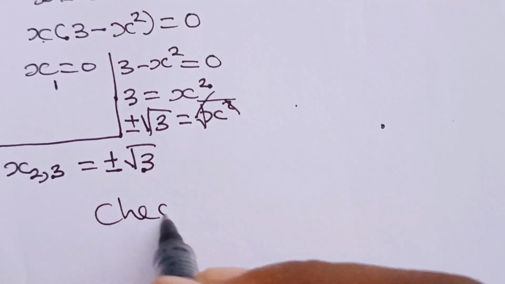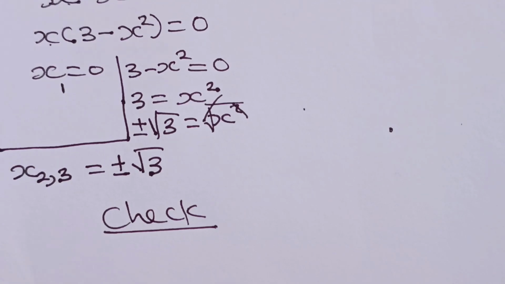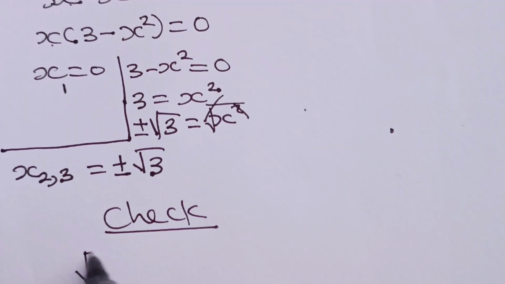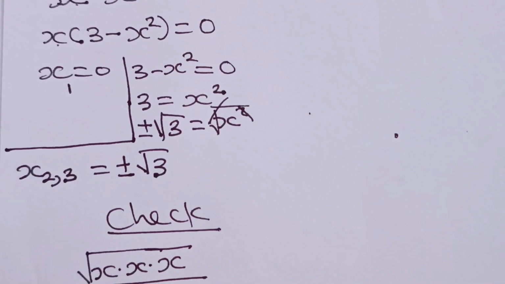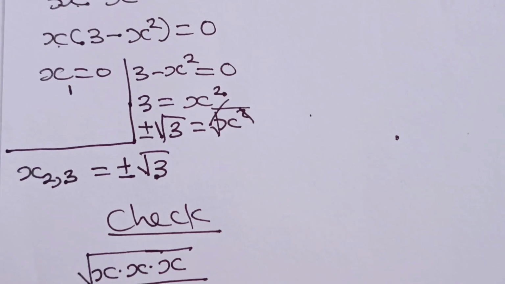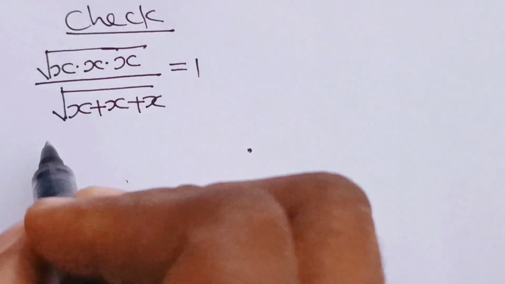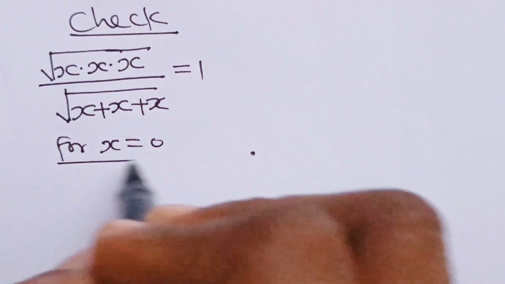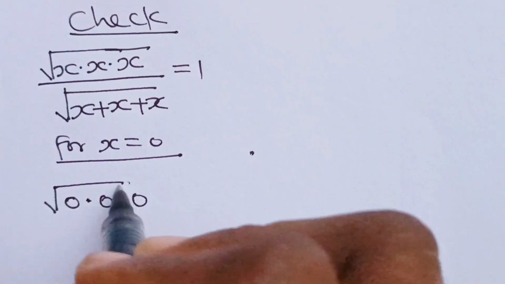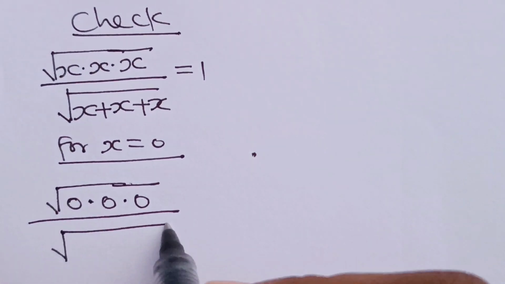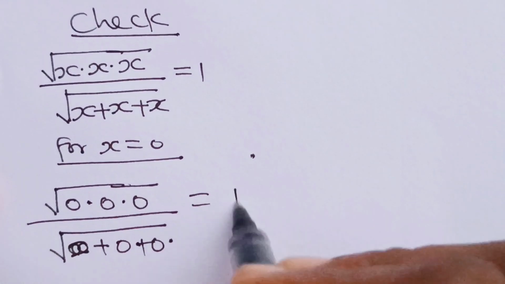Yes, now to the most interesting aspect of this video. Let's check to be sure that what we got is right. Now the question says that the square root of x multiplied by x multiplied by x, divided by the square root of x plus x plus x, is equal to 1. Now for x equals 0, we have the square root of 0 times 0 times 0 divided by the square root of 0 plus 0 plus 0 is equal to 1.